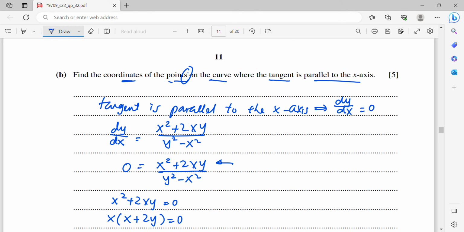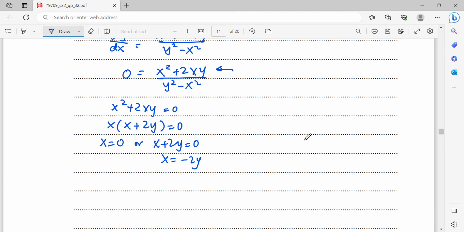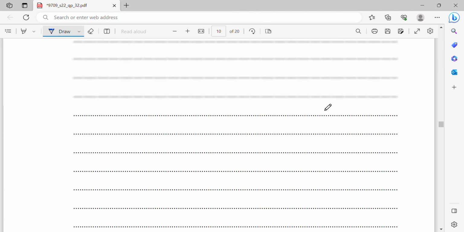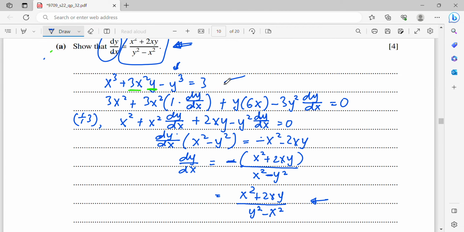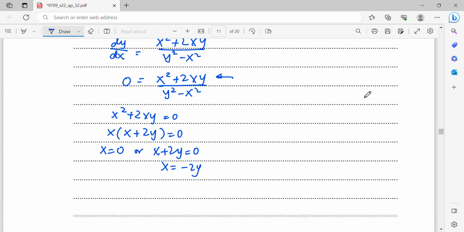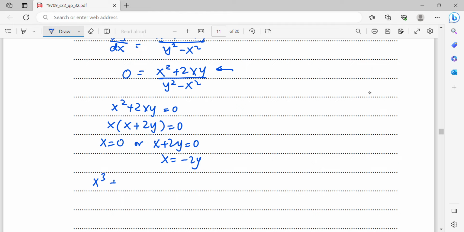Okay, now let's look at the question. Coordinates of the points means that there is more than one point here. So now I need to rewrite my curve equation, because we need to find the coordinates of the points on this curve. So x cubed plus 3x squared y minus y cubed equals 3. When x equals 0, the first two terms equal 0 because of the x. Then minus y cubed equals 3. Therefore, y cubed is negative 3, and now y is the cube root of negative 3.